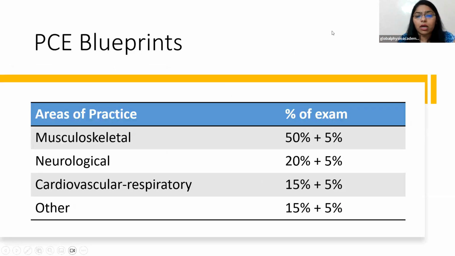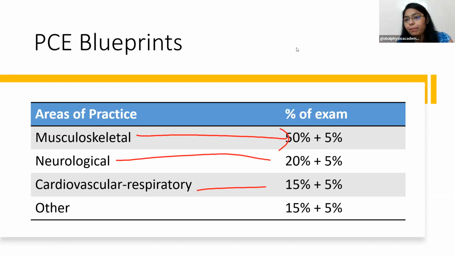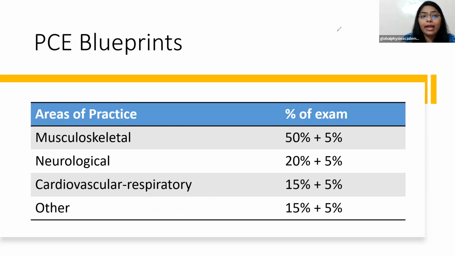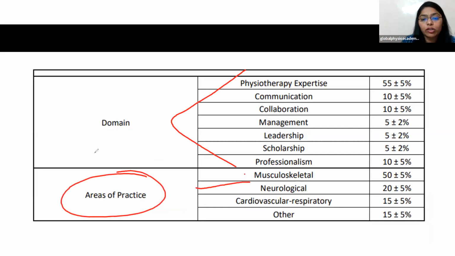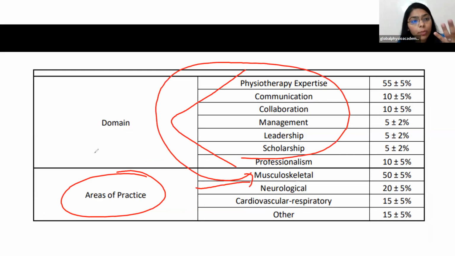So the PCE blueprint, area of practice: musculoskeletal, they are asking 50 to 55%, neurological 20 to 25%, cardiovascular and pulmonary 15 to 25%, and others 5 to 15%. And this is your domain. So they are asking a variety of things, which center on the domain. The domains are physiotherapy expertise, communication, collaboration, management, leadership, scholarship, and professionalism, that is ethics. Ethics is a must. In the Canadian environment, ethics is a must.